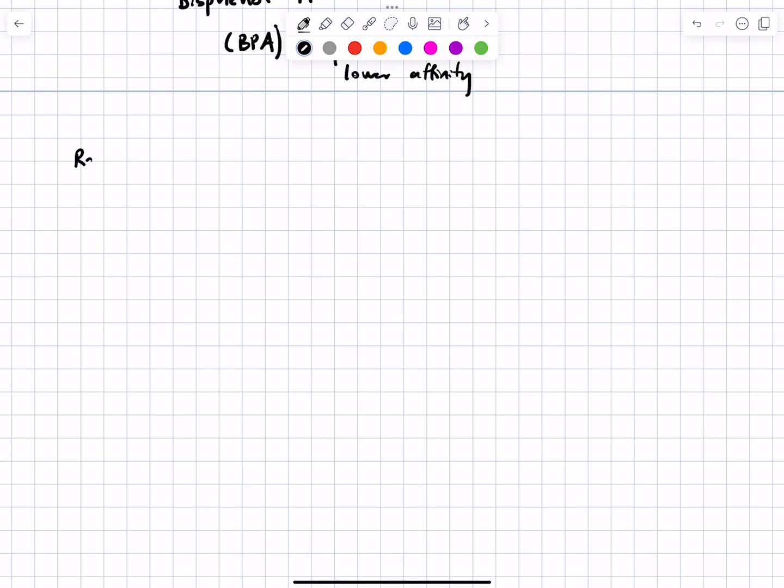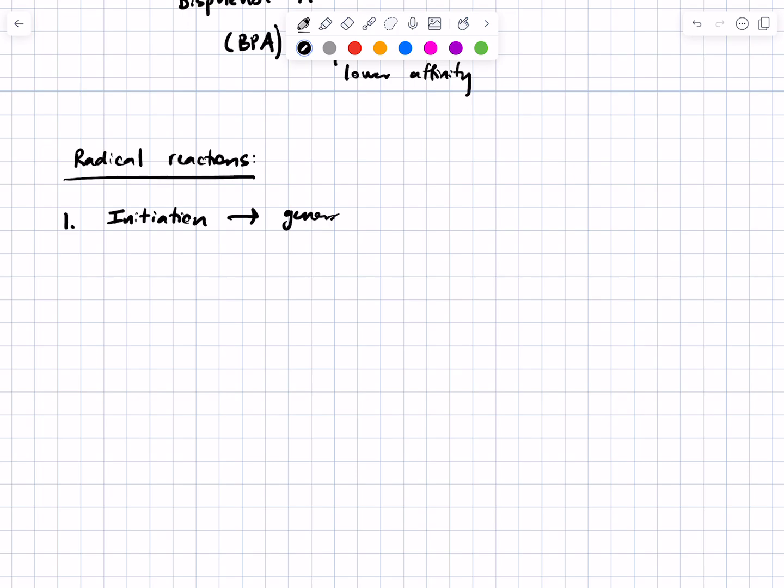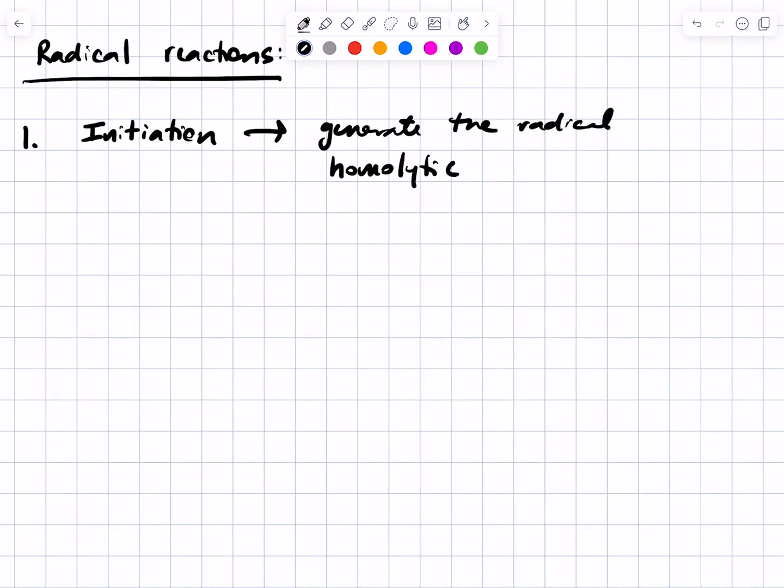So, a radical reaction involves molecules with unpaired electrons. And radical reactions proceed in 3 different phases, only one of which is really important. Well, okay, I suppose they're all important, but the first phase is initiation. You have to generate the radical. And this means you're going to have to break a bond, and you need the breaking of the bond to be homolytic. That means each partner gets an electron.